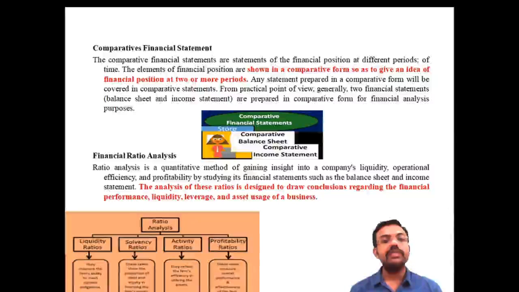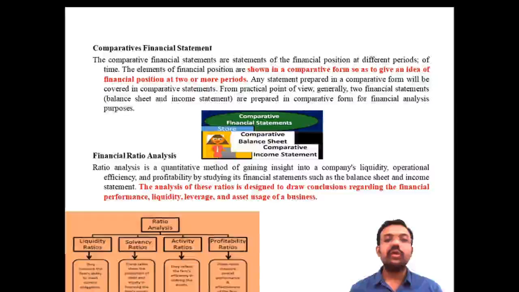Suppose you have the profit and loss account of the current year and the profit and loss account of the previous year. You can compare whether the net profit has increased or not, whether the gross profit is increasing or not. You can compare with the help of the financial statement. These types of statements are known as comparative financial statements. Normally you can compare the balance sheets of two periods, and the profit and loss accounts of the two years. You can easily compare.